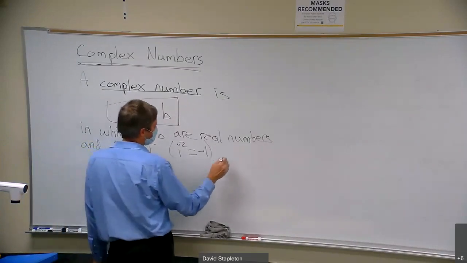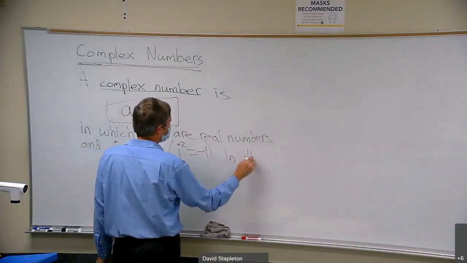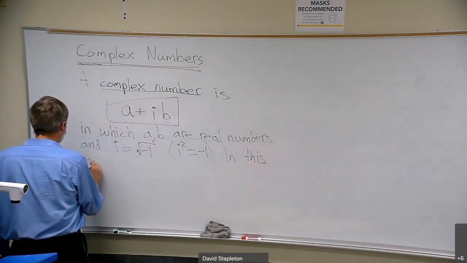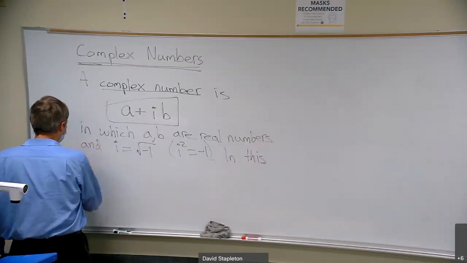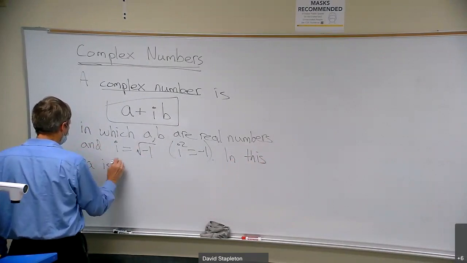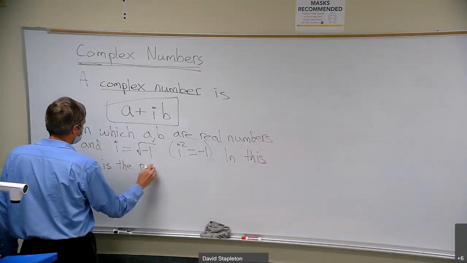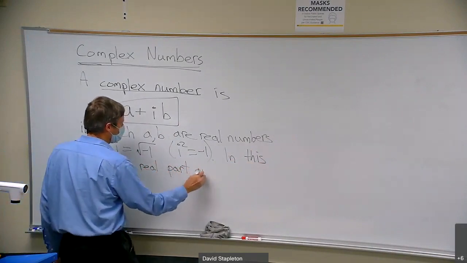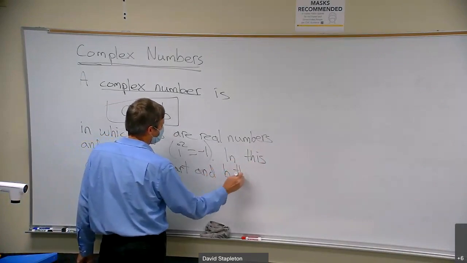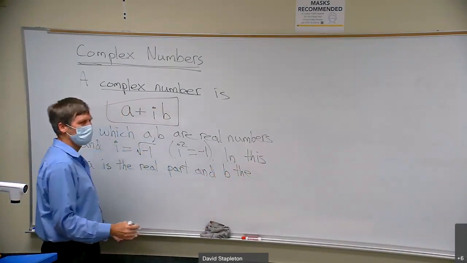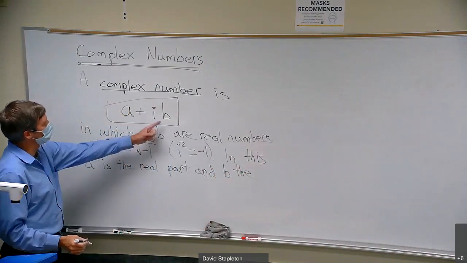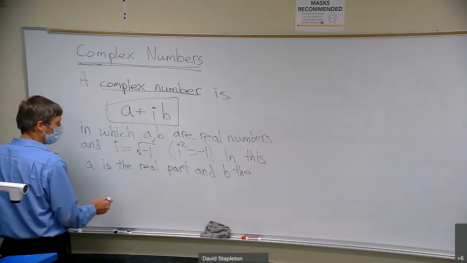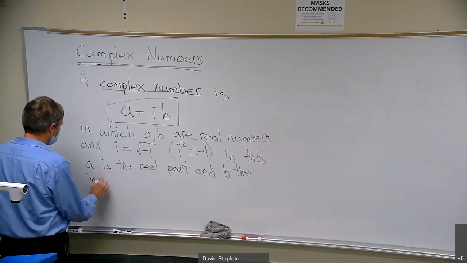In any complex number, we call a the real part of the complex number, and b the imaginary part. Now you'd think an imaginary part would mean an imaginary number, but no, it means the real number that multiplies the imaginary number i. So b is called the imaginary part, but it's a real number.